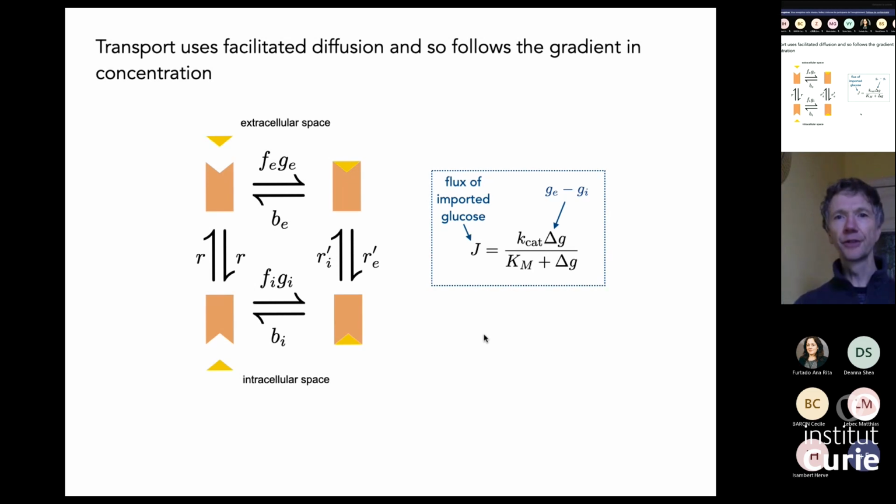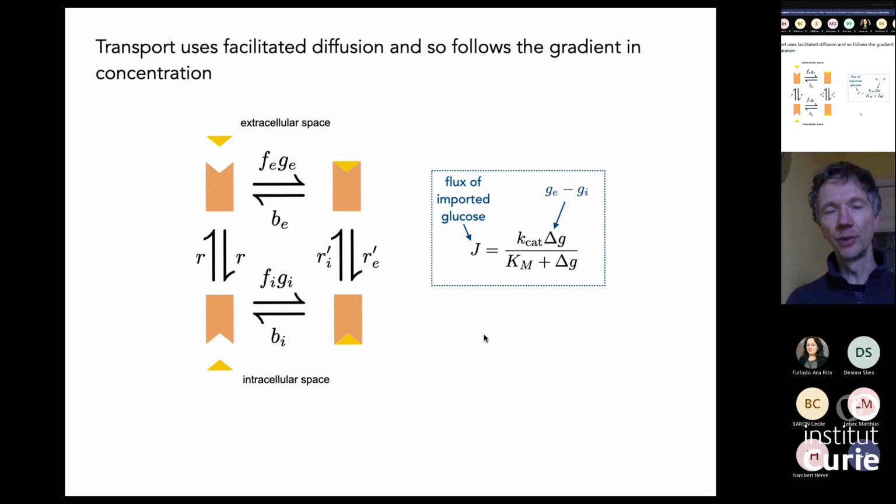So the way that these transporters all work is that they use facilitated diffusion. That means that the transporter is sitting in the membrane, and then thermally fluctuates back and forth between facing the extracellular space and facing the intracellular space. And it does this without consuming energy, it's thermal. And so the transport is simply down gradients.